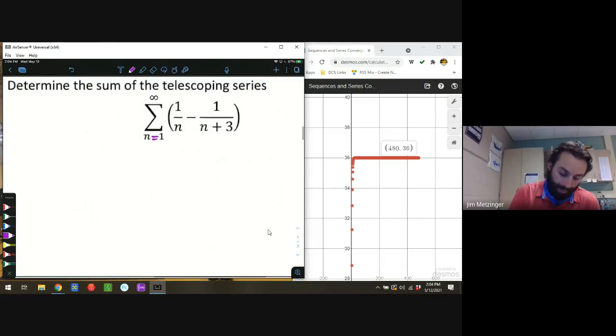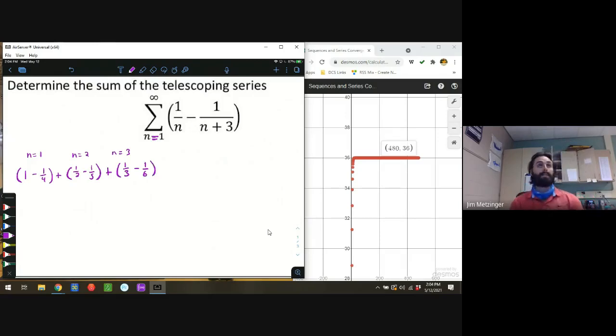So I'm going to start writing out terms. I'm going to begin by putting in 1 for n. That gives us 1 minus a fourth. Plus, put in 2 for n. That gives us a half minus a fifth. So far we're 0 for 2. We're just going to keep trucking. Put in 3 for n. We got 1/3 minus 1/6. 0 for 3 in terms of stuff canceling.